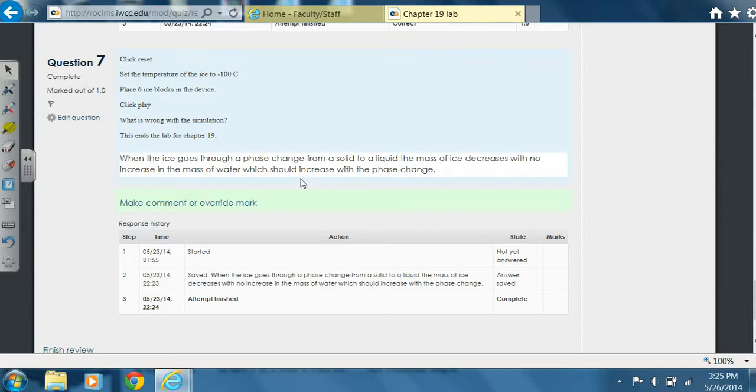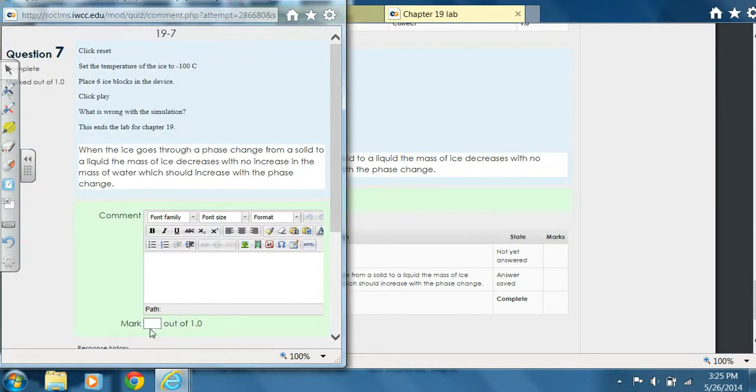And then what's even worse is that when the ice gets to the point where the water gets to 0 degrees, it continues getting colder, but it doesn't freeze. So there's 3 things wrong with this guy, but he got one of them, so that's good enough. And we give 1 point for that answer.